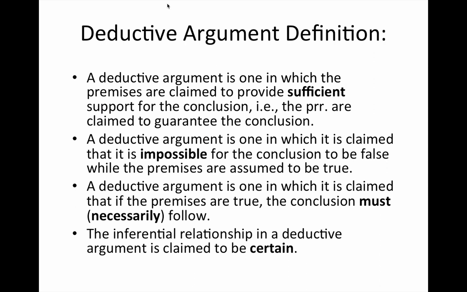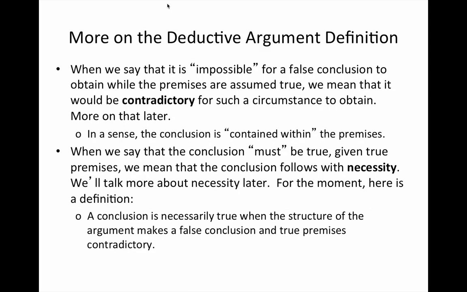We want to think in terms of the conclusion following necessarily, that is, that the conclusion is forced to be true when the premises are true, or that the relationship is one of certainty. The relationship between premises and conclusion is one of certainty. So when we say that it is impossible for a conclusion to be false while the premises are true when an argument is valid, what we're saying is that trying to make the conclusion false contradicts what we say about the premises, namely that the premises are true.